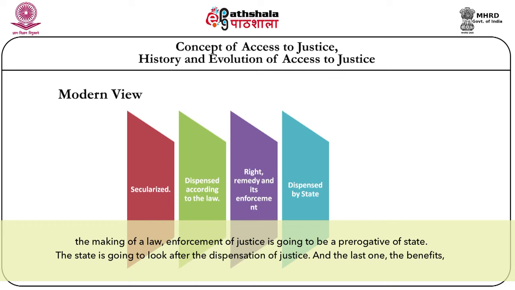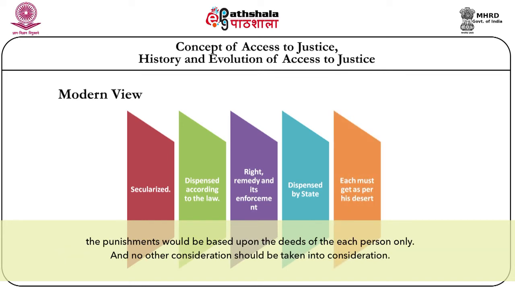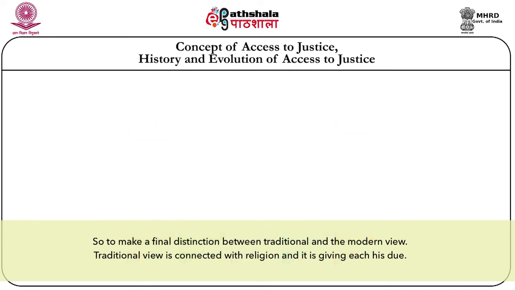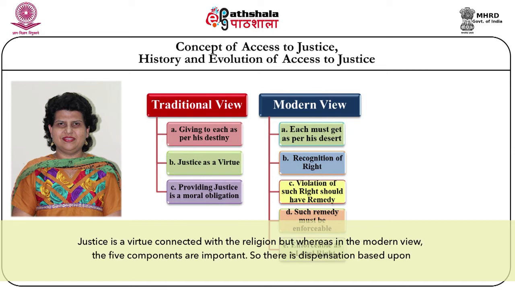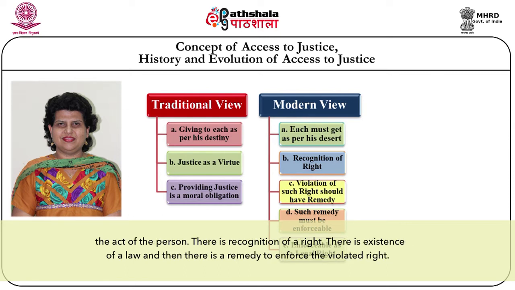And the last one, the benefits, the punishments would be based upon the deeds of each person only, and no other considerations should be taken into consideration. So, to make a final distinction between traditional and the modern view, traditional view is connected with religion and it is giving each his due. Justice is a virtue connected with the religion, but whereas in the modern view the 5 components are important. So, there is dispensation based upon the act of the person, there is recognition of a right, there is existence of a law, and then there is a remedy to enforce the violated right.